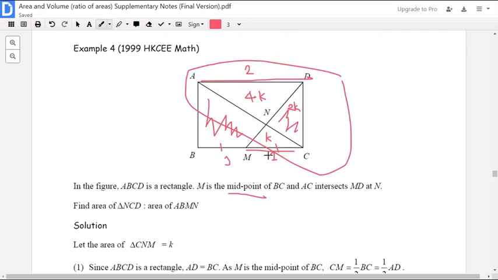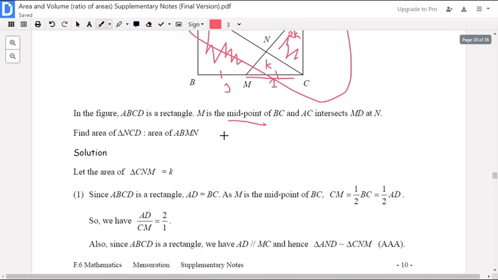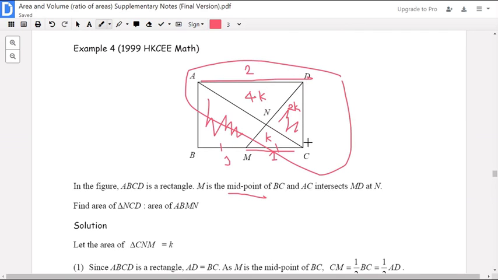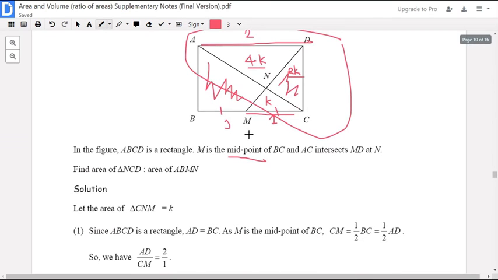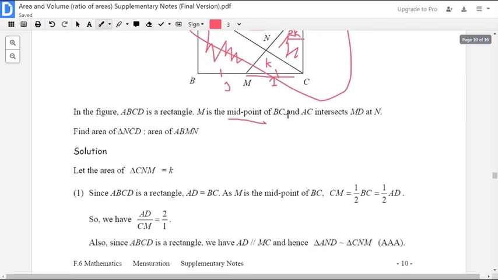Now, don't forget, we want to find the area of NCD to this quadrilateral ABMN. We know that triangle NCD is 2K now. What we should do is to find the area of quadrilateral ANMB in terms of K. Don't worry, because we know that this is 4K, this is 2K. So when you add up, half of the rectangle must be 6K. And automatically, we know that ABMN will be 6K minus K, which is 5K.